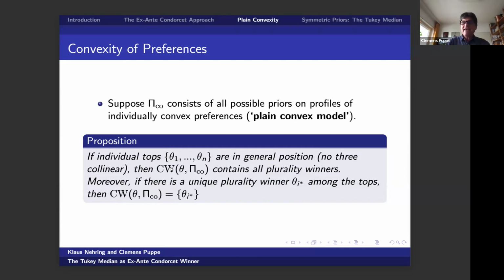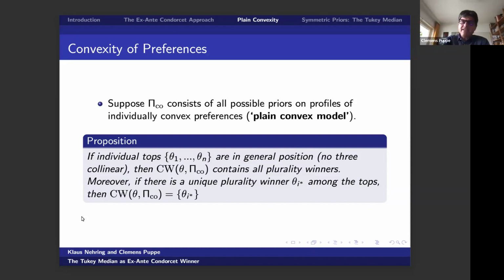And what is the reason? Well, if these points are in general position, convexity does never give you a restriction on preferences, right? Because you always compare points that are not on a line. So if one has a top somewhere, theta 1, for instance, and you compare any two other tops, the theta 1 voter can have any possible preference between the other two tops. And therefore, this information convexity does not gain you anything, right? You're still stuck with plurality rule. Moreover, if there is a unique plurality winner, then you're sure that this must be the only ex ante Condorcet winner under convexity.